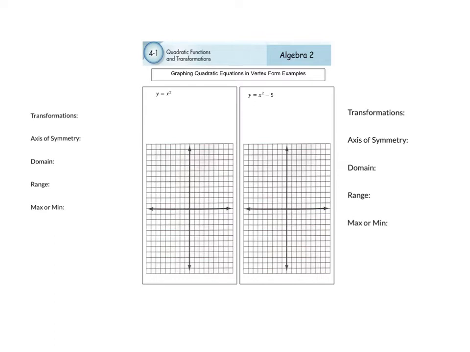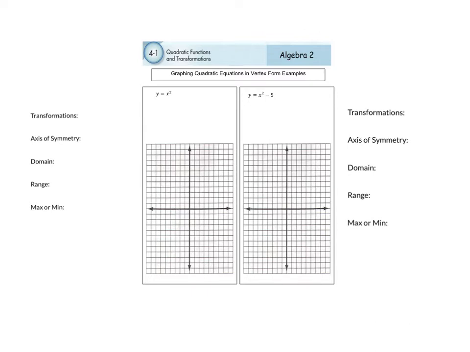All right, so on your homework, what I'm going to have you do is graph these, and then describe for me the transformations, tell me what the axis of symmetry is, the domain and the range, and tell me if it has a maximum or minimum and where it's at. Now, the one thing that's going to be on your homework as well that you will not have to do is the x-intercept and the y-intercept. For right now, we're not going to do that part of it, okay?